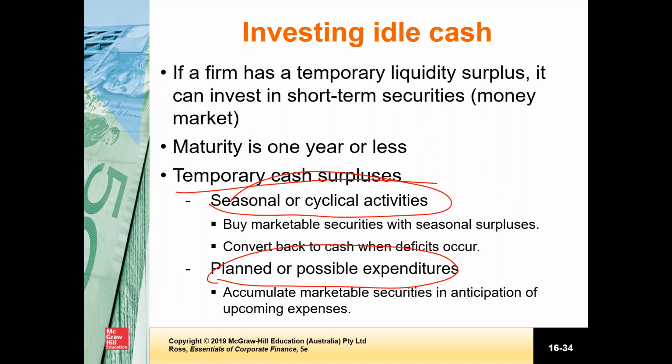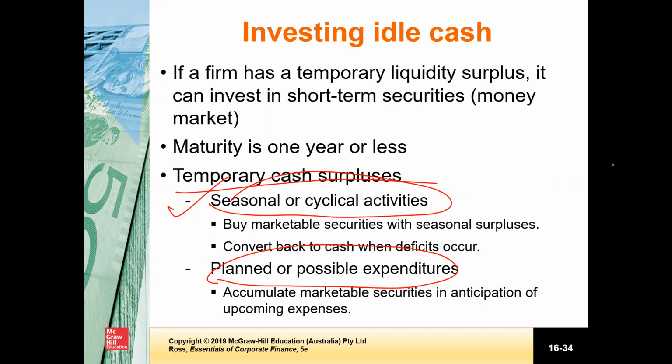Seasonal or cyclical activities. Some firms have a predictable cash flow pattern, right? So they have surplus cash flows during part of the year and deficit cash flows the rest of the year. For example, David Jones, a department store company, has several cash flow patterns influenced by Christmas. A firm such as David Jones may buy marketable securities when surplus cash flow occurs and sell marketable securities when deficit occurs. Of course, bank loans are another short-term financing instrument.